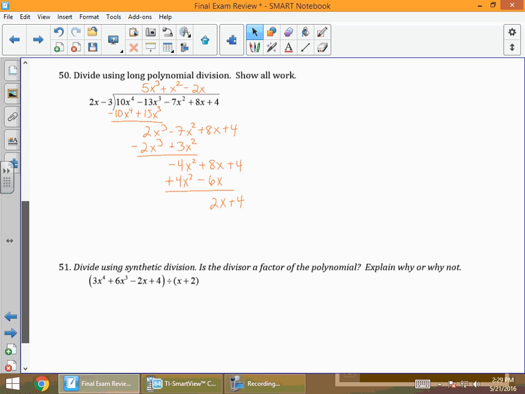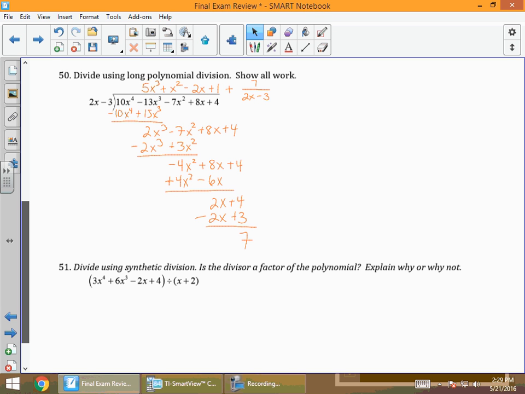And what do I have to multiply 2x by to get 2x? Well, I multiply by 1. So that'll give me 2x minus 3. Draw the line. Change the signs. My remainder is a 7. So my remainder, I will add on, is 7 over 2x minus 3. That is my remainder, and that is polynomial long division.